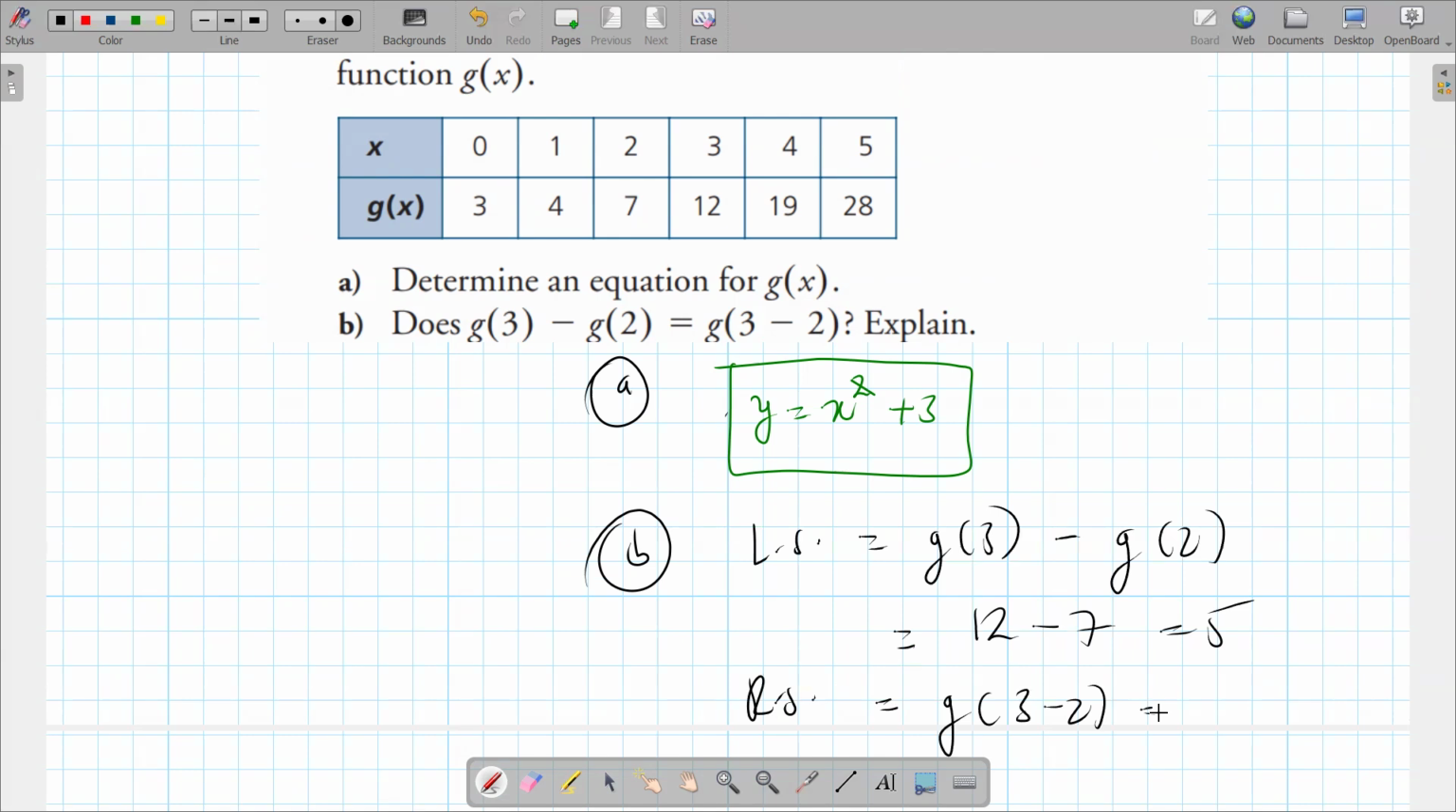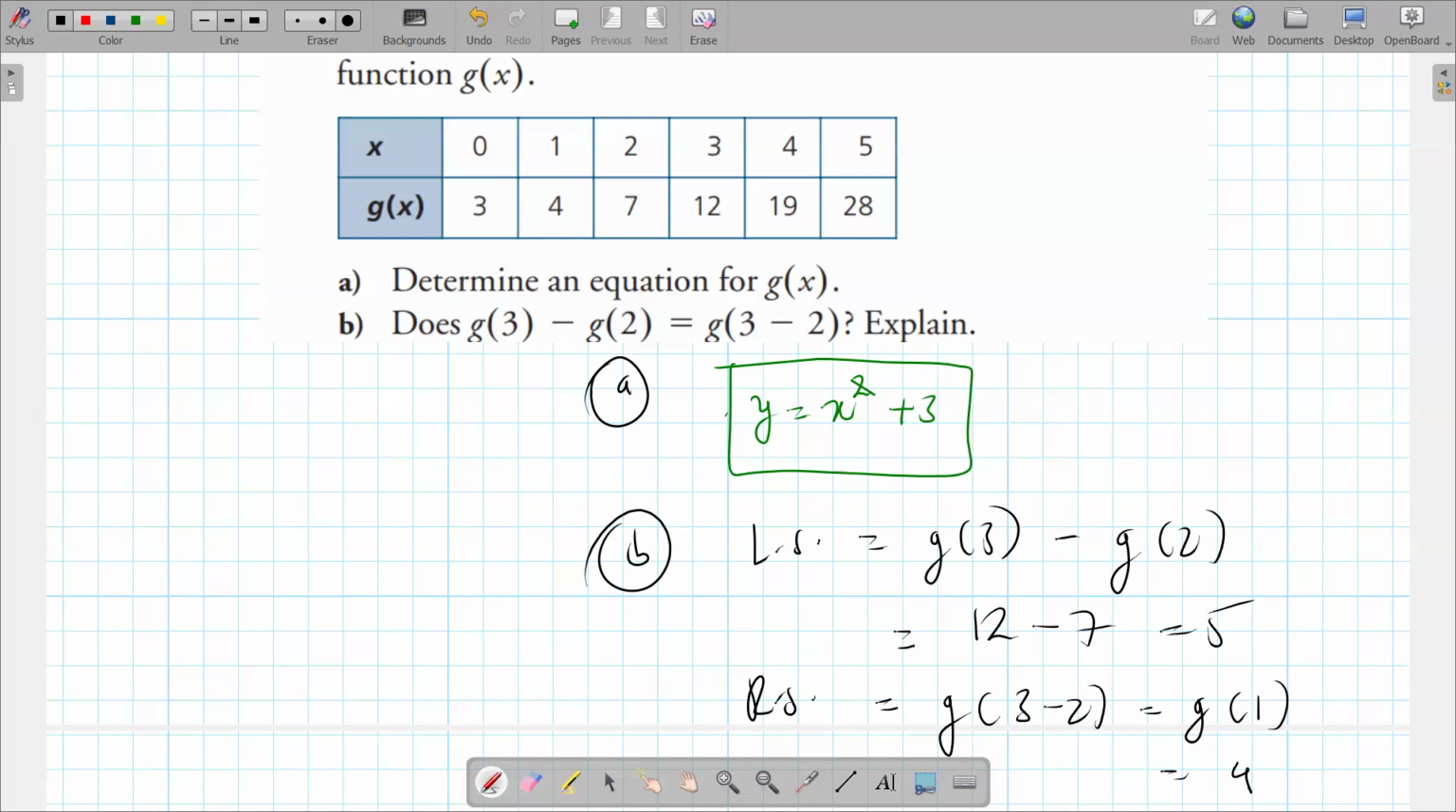It's 10? How'd you get 10? It's not 10. So G3 minus 2, you have to do the brackets first, right? So you'll just do 3 minus 2 inside the bracket. You'll get G of 1, okay? And that gives you 4.